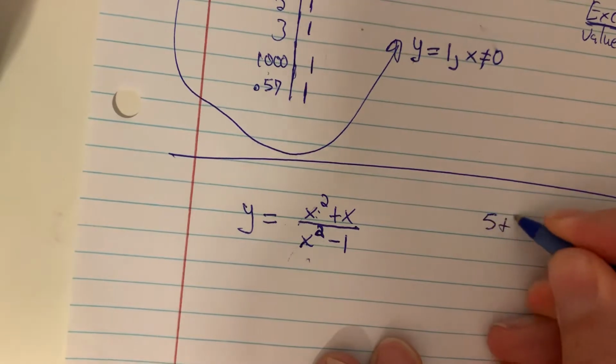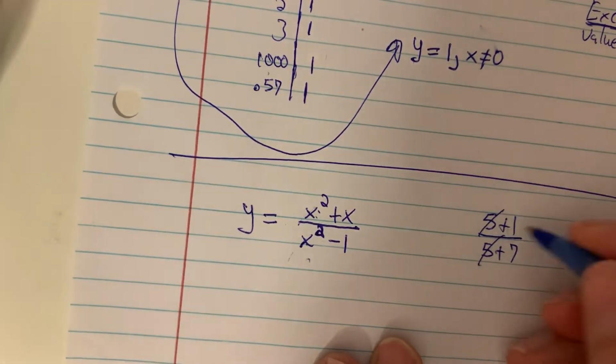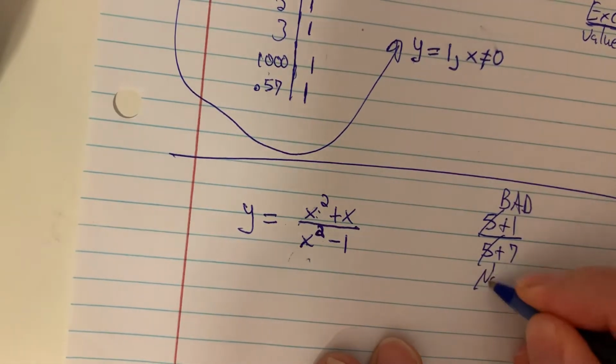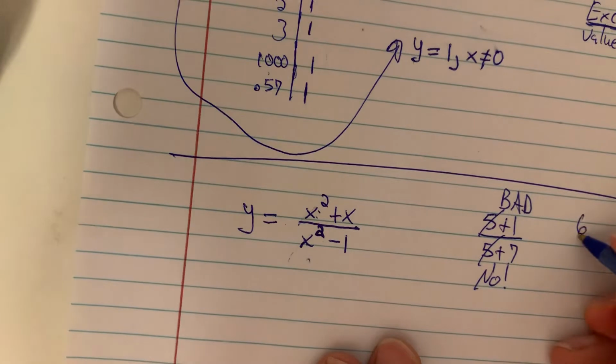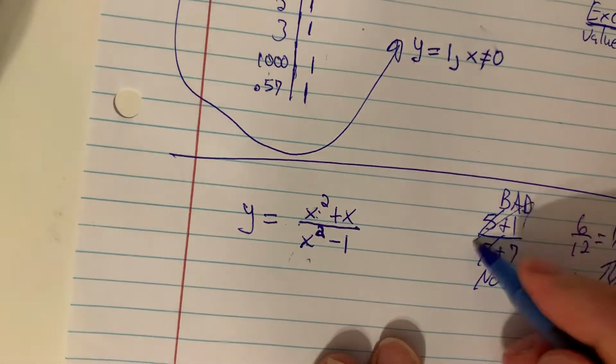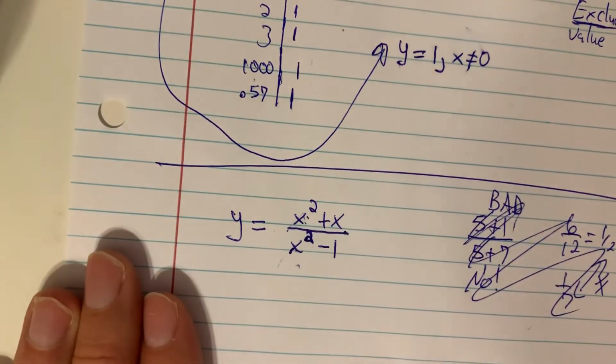If you have 5 plus 1 divided by 5 plus 7, you cannot cancel out the 5. This is bad. No, don't do this. Because 6/12 is 1/2. But if you canceled out the 5s, you would get 1/7. And these are not the same. You can't do this. Please don't ever do this. And I know some of you will anyway. You can't cancel out these x squareds.